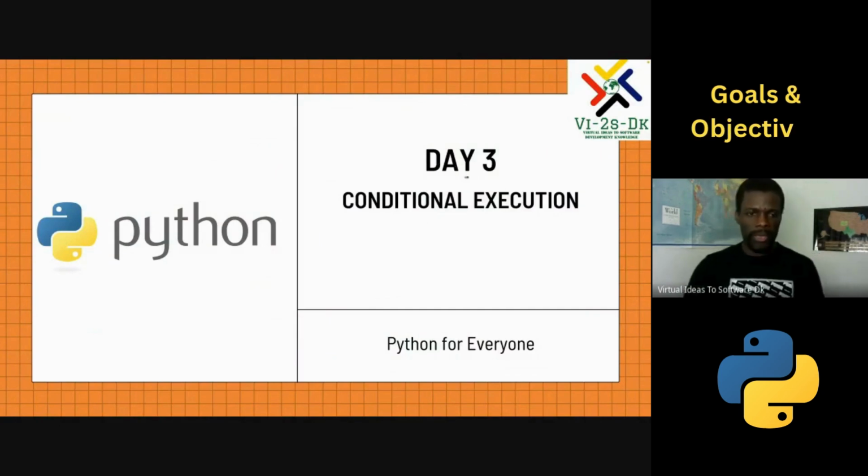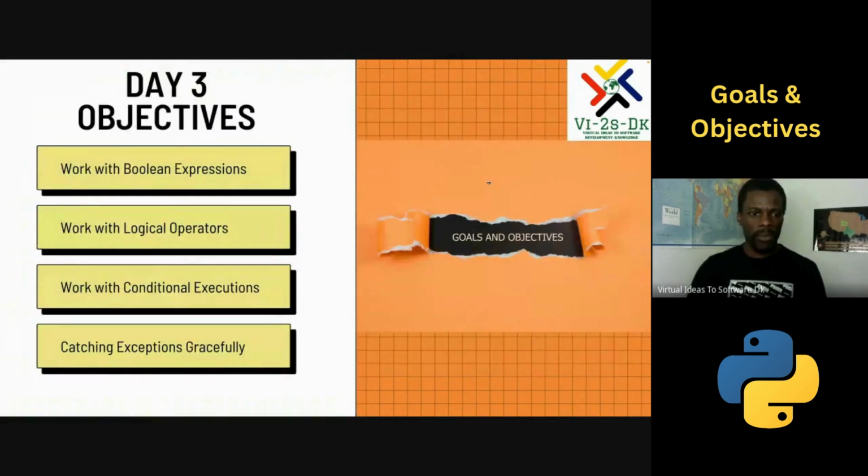Quickly, what are we going to be doing? Conditional execution one more time. What are some of the goals and objectives for today? We want to be able to work with Boolean expressions. We talked about different data types, and today we'll talk about the bool data type or bool class.